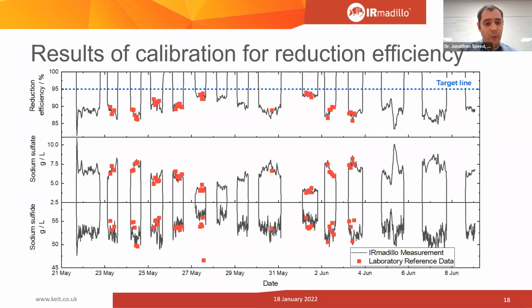They take multiple samples throughout a process run that we've built these correlations against. And by taking the sodium sulfide model and the sodium sulfate model, we can then calculate reduction efficiency. Their target is they'd like to be at 95% or above all the time, and they're not quite there yet. They've had a couple of good days, but with this information, they can now start to drive the process, and they are already doing so.